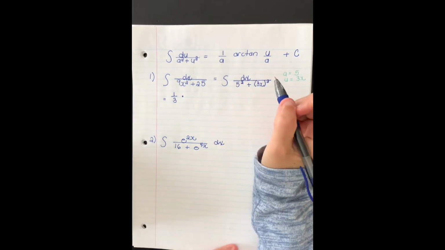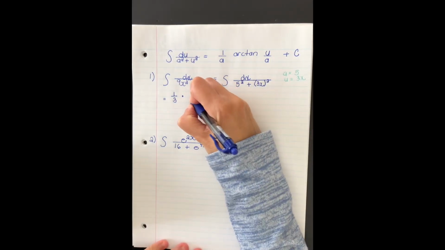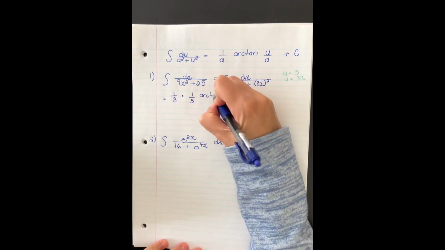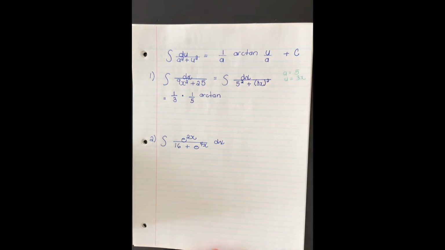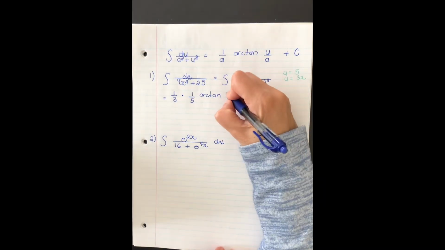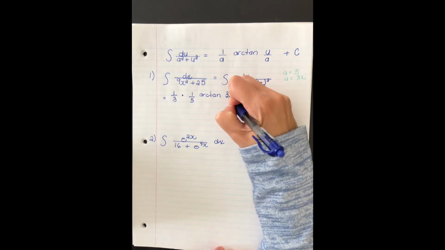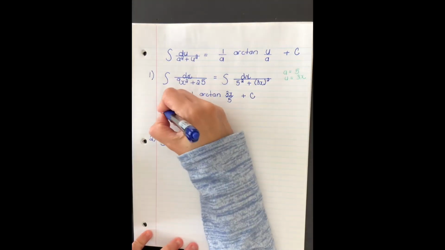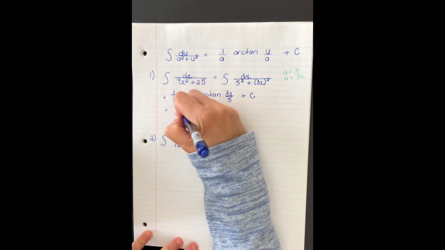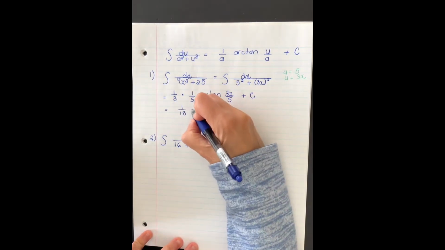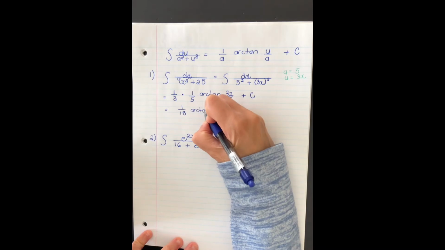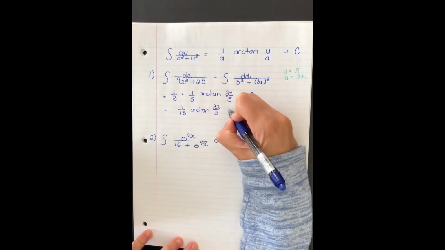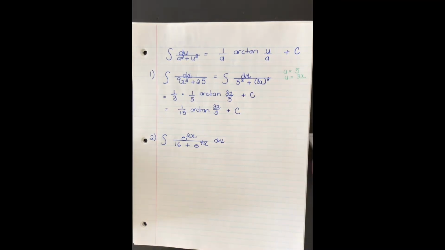So it begins 1 over a, so that's 1 over 5, and now it's the arctangent, or the tangent inverse if you prefer. And now we write u over a, so 3x over 5, and then there'll be a plus c. In the final result, we'll make the constant out front 1/15. So we get 1/15 of the arctangent of 3x over 5 plus c, just like this.